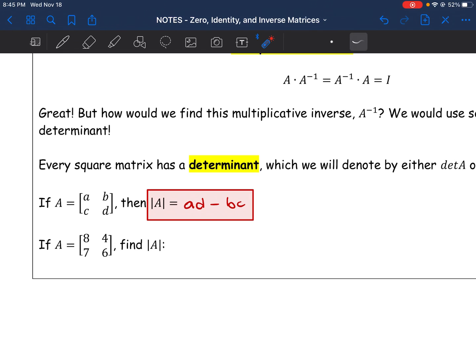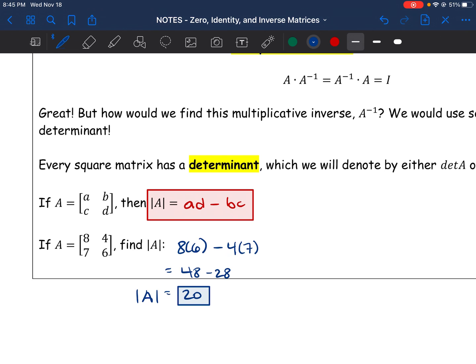So let's see. We're going to multiply A times D. So multiply the numbers on the main diagonal. That's 8 times 6. Minus, and then we're going to multiply the numbers on the other diagonal. 4 times 7. Simplifying here, 8 times 6 is 48. 4 times 7 is 28. 48 minus 28 is 20. So the determinant of A is 20.